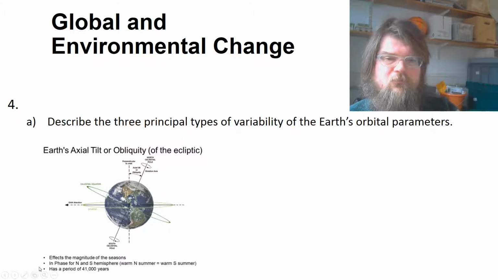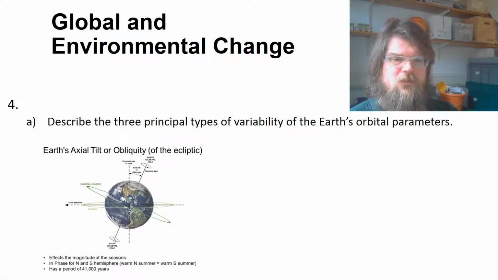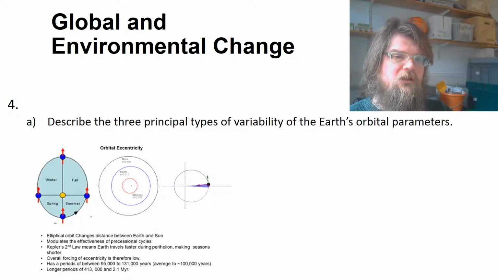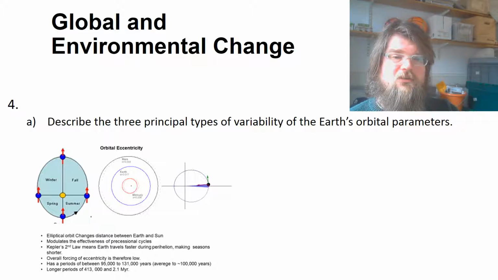And then some of these other points mentioned on this slide from the lecture will become relevant in part B. We'll come on to that when we get to them. The next part is eccentricity. The Earth's orbit around the Sun is not circular, and this degree of non-circularity changes through time on cycles of around 100,000 years.